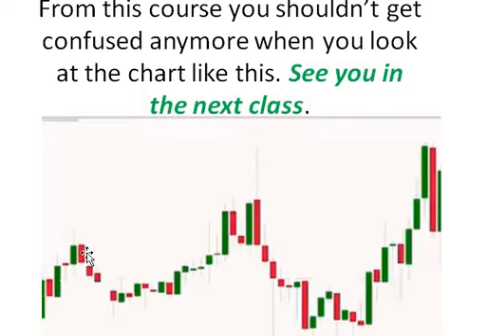Now I want you to know that from this course you shouldn't get confused anymore when you look at the chart. You have to first of all understand that every other indicator you may have is following the direction of the candle. So it's very important to know what the candle is saying per time, and that is why I took my time to show you what this means.